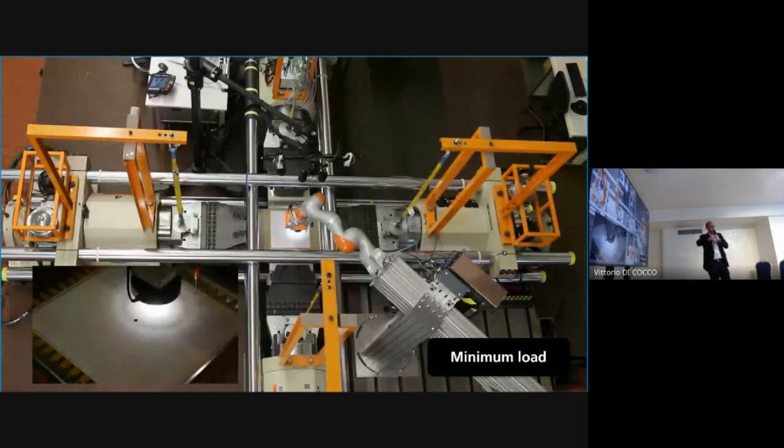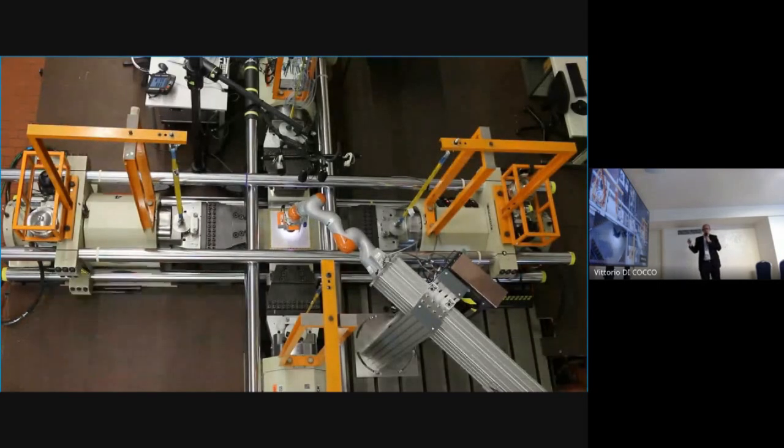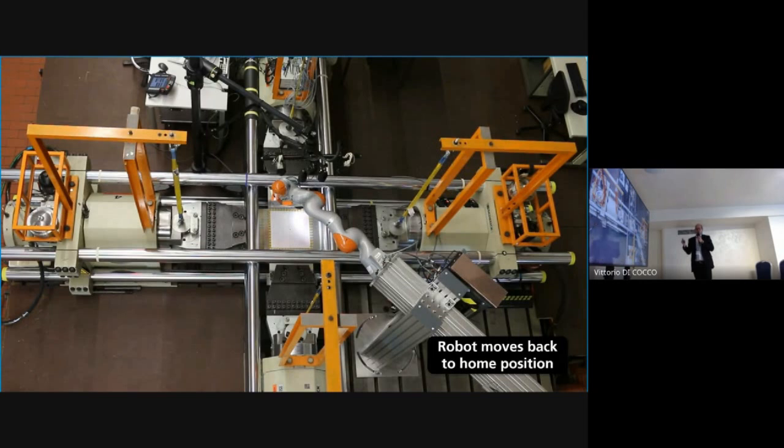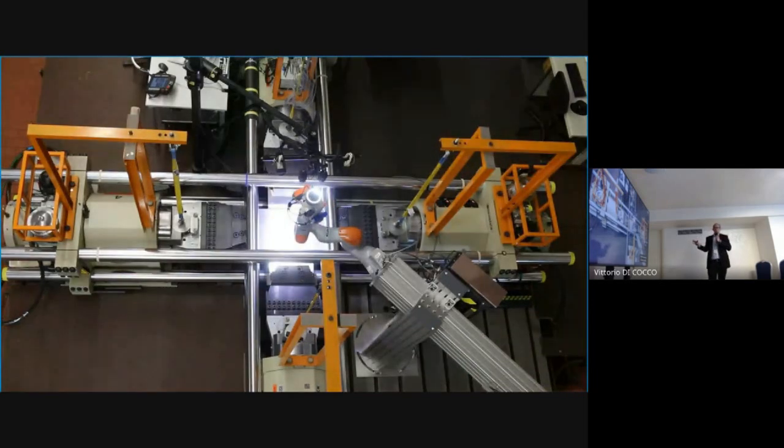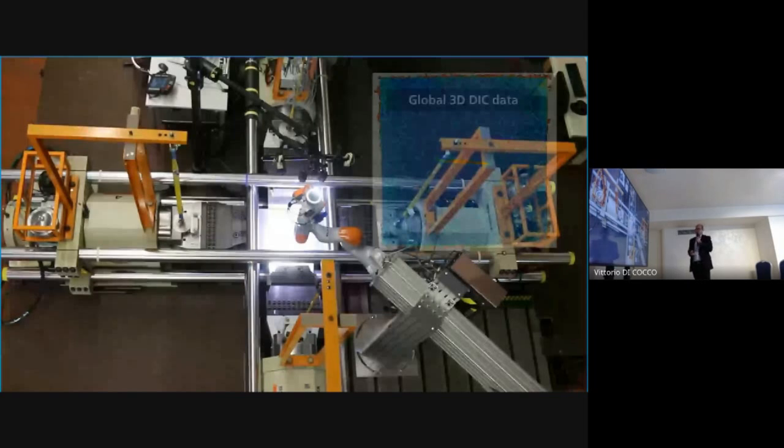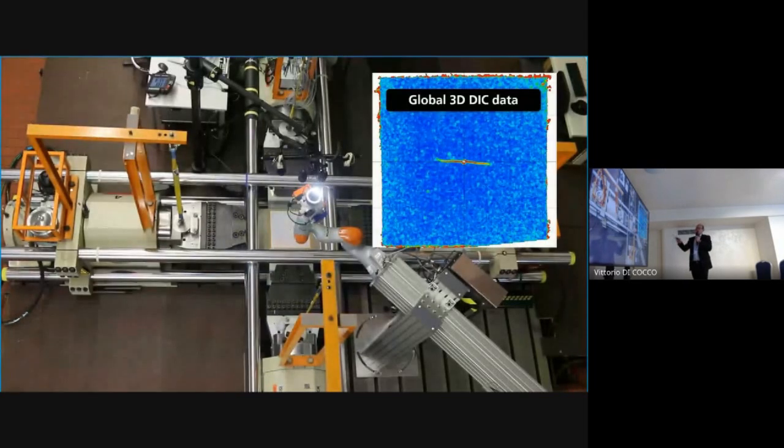All this can be predefined before testing. And the big advantage is that this system can operate 24/7 without human interaction. So the complete test sequence is automated. And here again, now the next sequence starts.